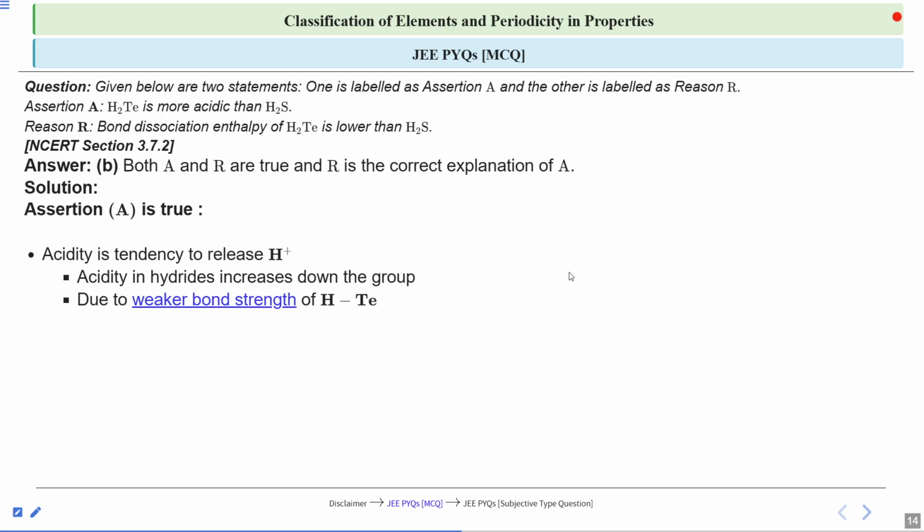It is due to the weaker bond strength of hydrogen and tellurium. So you know that tellurium has a large size, okay? Due to this large size, it is not forming a very good bond with the hydrogen. How will we understand it?